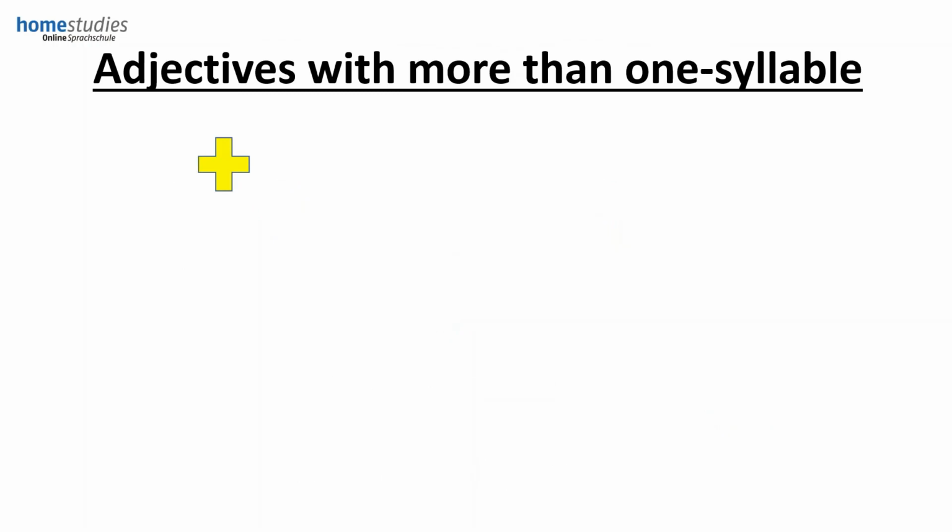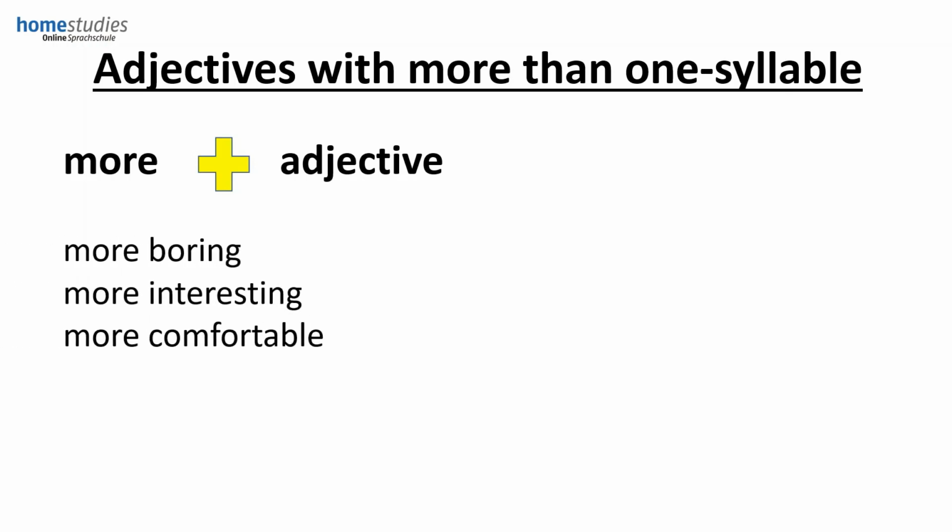Now, adjectives with more than one syllable. We would use more plus adjective. For example, more boring, more interesting, more comfortable than. Now, these adjectives, boring, interesting and comfortable, have more than one syllable, therefore more needs to go before the adjective.